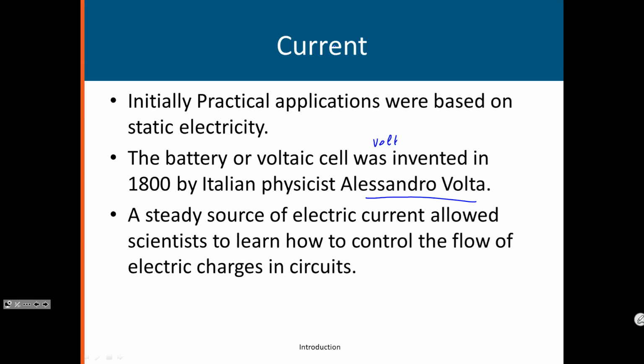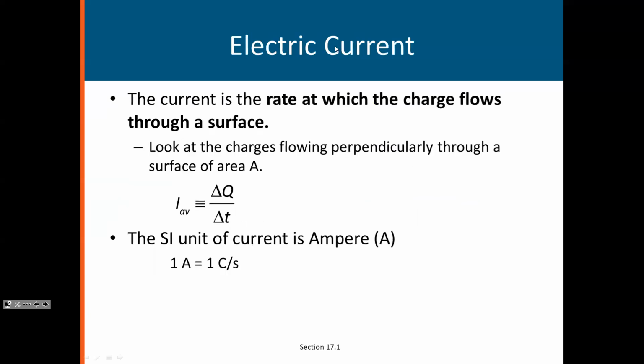Battery is a device that can make charges flow in a circuit by applying a potential difference across the circuit. Steady source of electric current allowed scientists to learn how to control the flow of electric charges in circuit. So that was possible after the invention of the battery, which can give us a steady source of electric current through a circuit. Now let's define electric current.